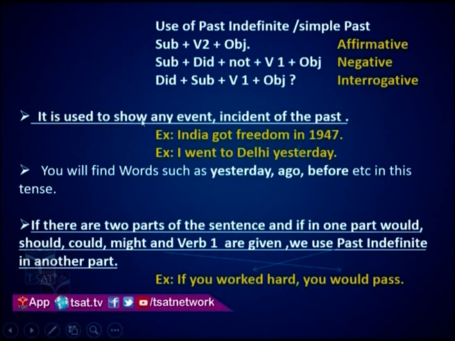So, some tips to remember to identify the tense. Simple past is used to show any event or incident of the past. For example, "India got freedom in 1947." If you look here, a year is mentioned. 1947 is in the past, it already occurred, that year is over. Here, if you see the verb got, it is the V2 form. In simple present we say get, and the past tense of get is got. So "India got freedom in 1947" is in simple past tense.